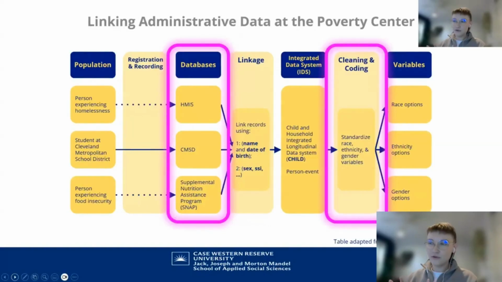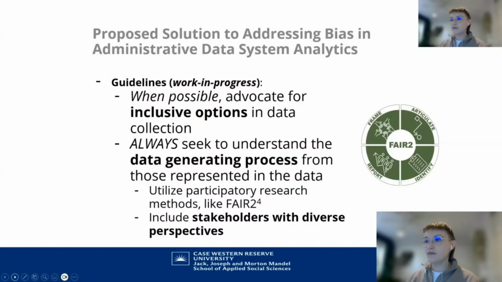This just highlights those two areas. Again, those databases are the first area of bias, and the cleaning and coding is the second area of bias. And then finally, if you do have influence over the front end of data collection, you obviously want to advocate for inclusive options from the beginning. But if not, you always want to seek to understand the data generating process from those people who are represented in the data. And I know I'm just about out of time, so I think that is about it.